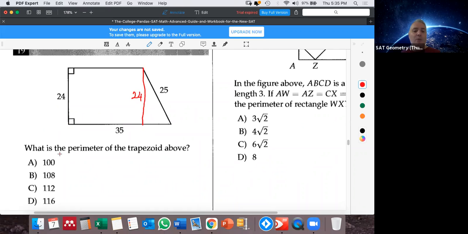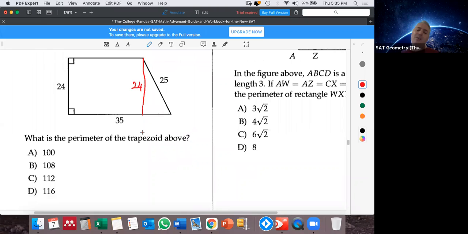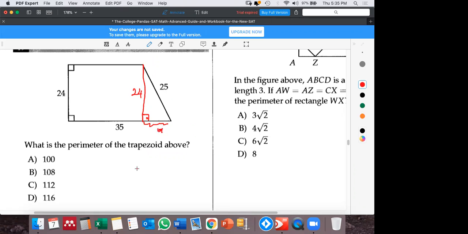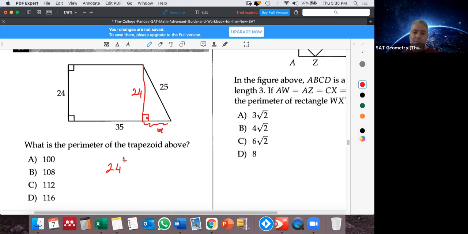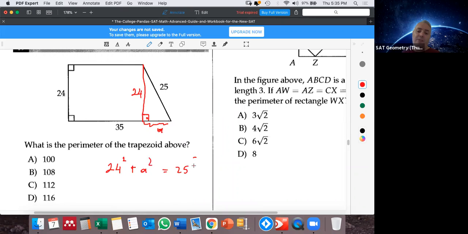What is the perimeter of the parallelogram? Now, a little bit of a problem. No problem. We can solve it. I have to find this one, guys. How can I find it? I call Pythagorean theorem, Sir: 24 squared plus a squared equals 25 squared. So a squared is equal to 25 squared minus 24 squared.